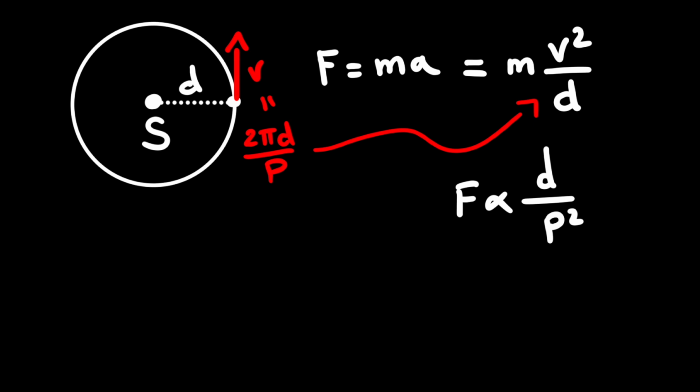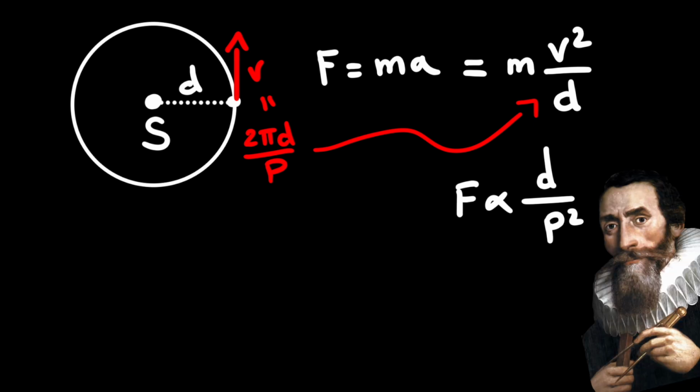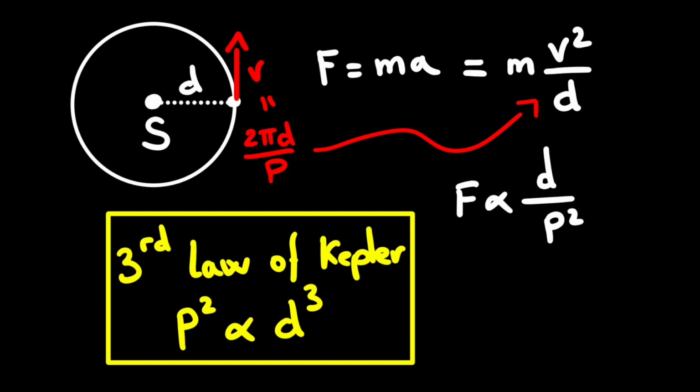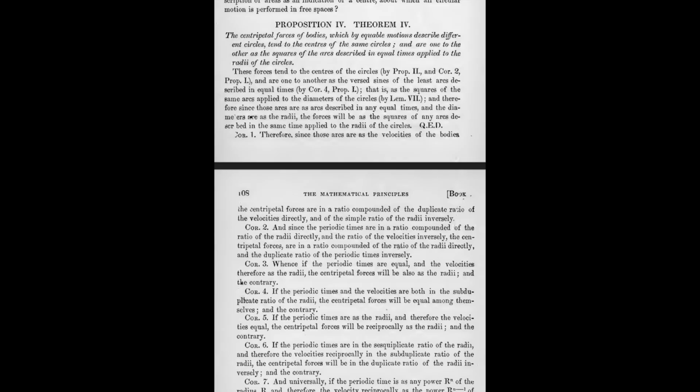Here we have to use an empirical result, which is the third law of Kepler. Kepler found that P squared is proportional to d cubed. And that's exactly what we need here. That gives the relation between the orbital period and the distance. And if we insert this in our last relation, we finally find that the force is proportional to 1 over d squared. So that's corollary 6.